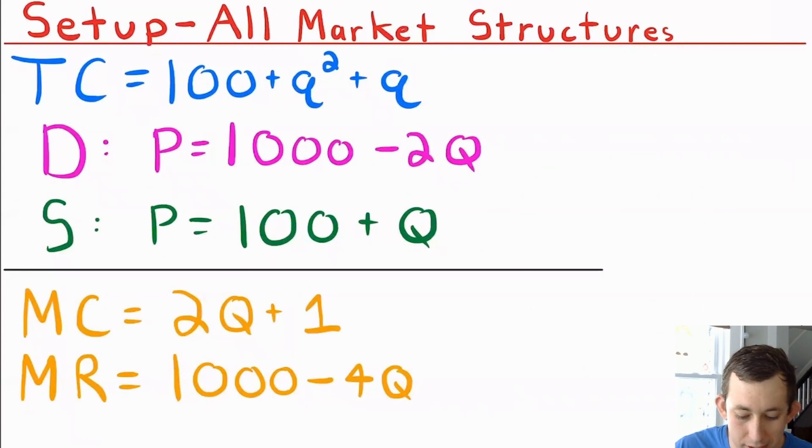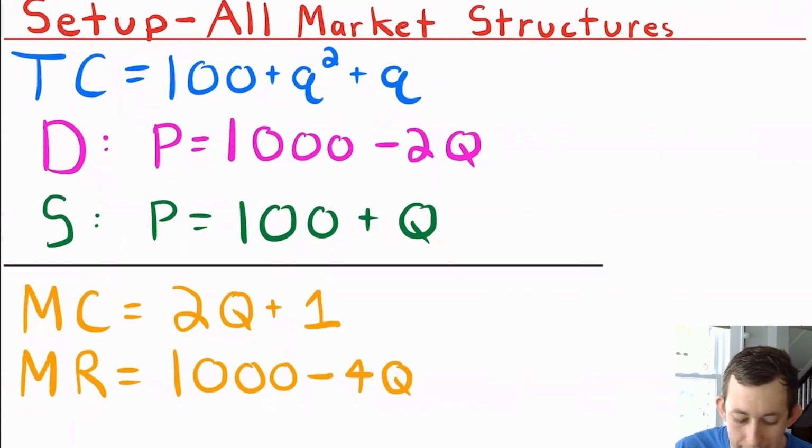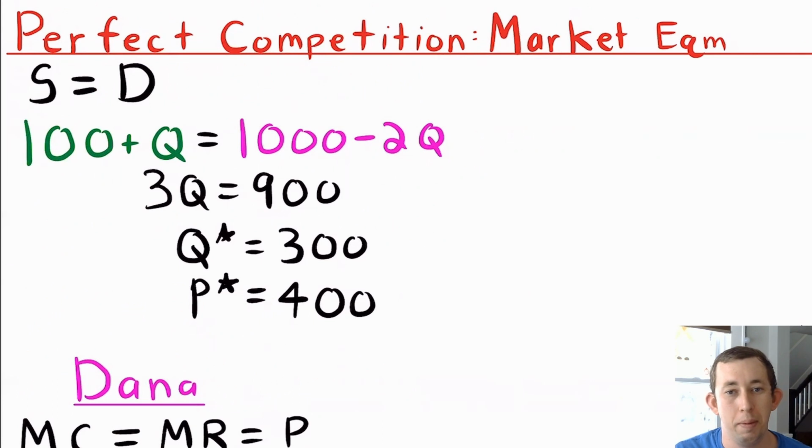From these three equations, I can derive the marginal cost function, which is the derivative of total cost. That's 2Q plus 1. And I can derive marginal revenue, which is just this demand curve with the coefficient multiplied by 2, so I get 1,000 minus 4Q. Or the long way to think about this is to find revenue, multiply the demand curve by Q, and then take the derivative, which is just 1,000 minus 4Q. Let's start off by putting Dana and Samantha Smoothies into a perfectly competitive market.